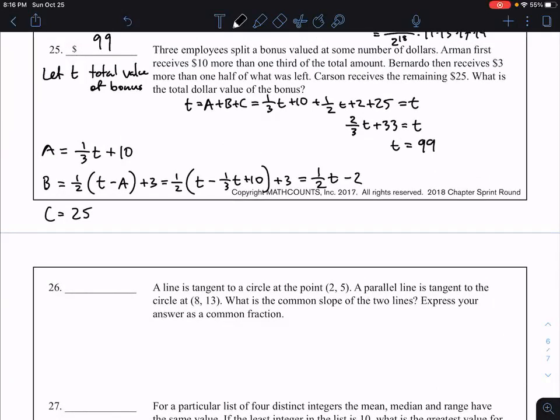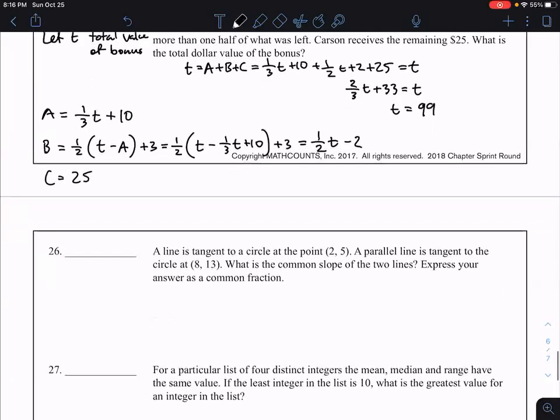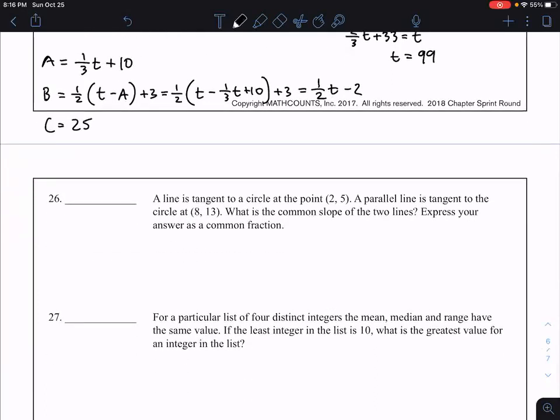26 is next. And basically you want to find the slope of the two lines. These two lines are parallel. So they have the same slope.